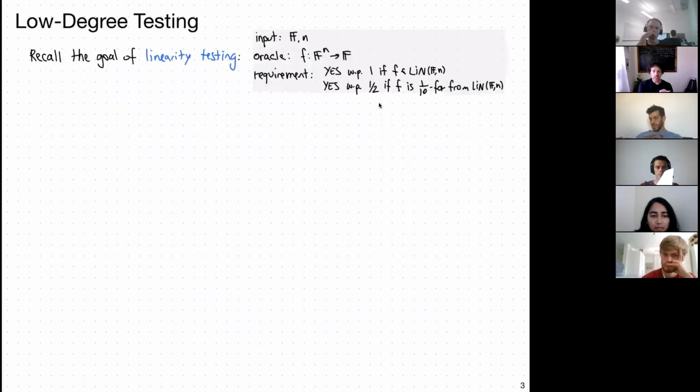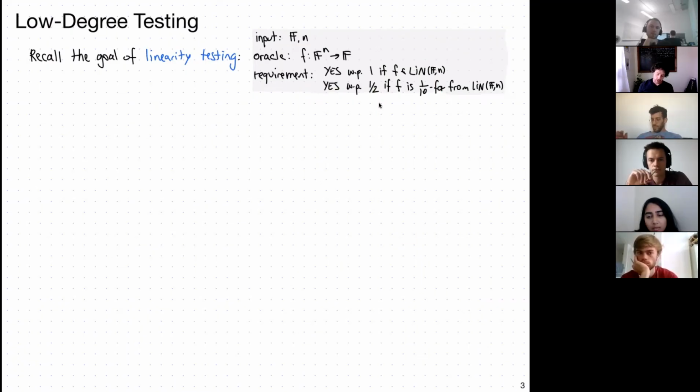Because in linearity testing, we had this function from F^n to F, and the goal at the time was to say, if this is a linear function, then we'll make these 3 queries or 10 queries and we accept with probability 1. And if it is far from being linear, say 10% far from being linear, then we'll reject with some probability, say half. And if you want to get better probability, you just repeat this test several times. This was a 3 query test.